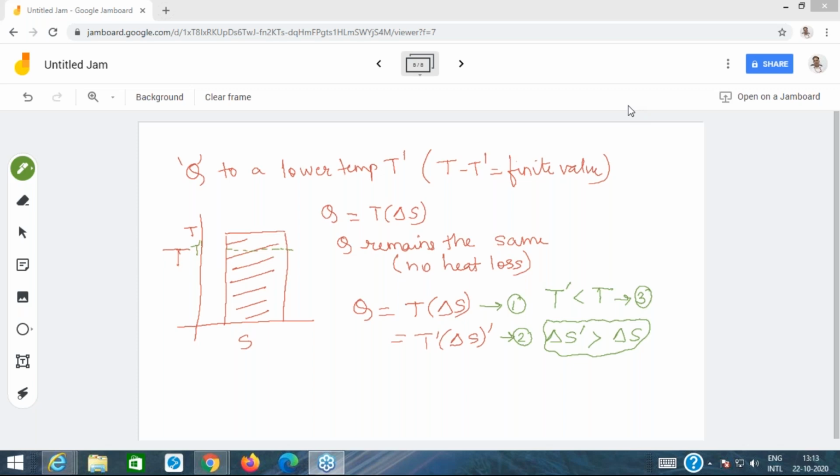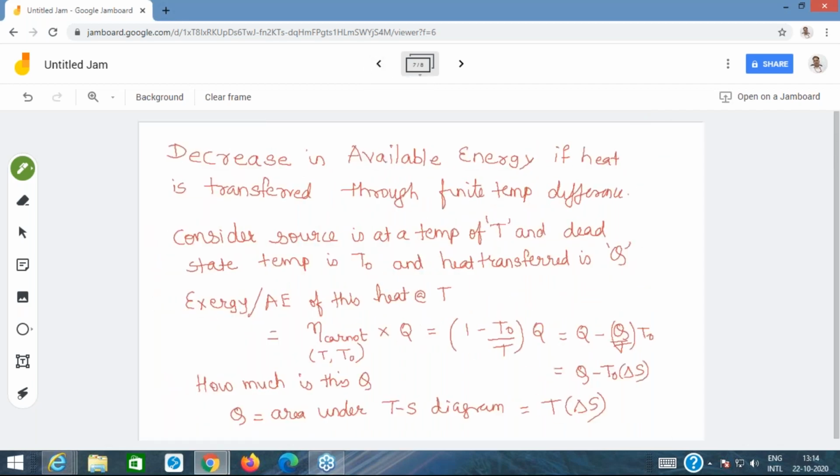Ganesh, listen. See what we are talking about. We are talking about the heat transfer Q. Heat is being transferred from the source, which is at a temperature of T. Let me go to the previous slide. When this heat is transferred from the source at temperature T, and the dead state temperature is T naught, then the heat transferred would be T into delta S.